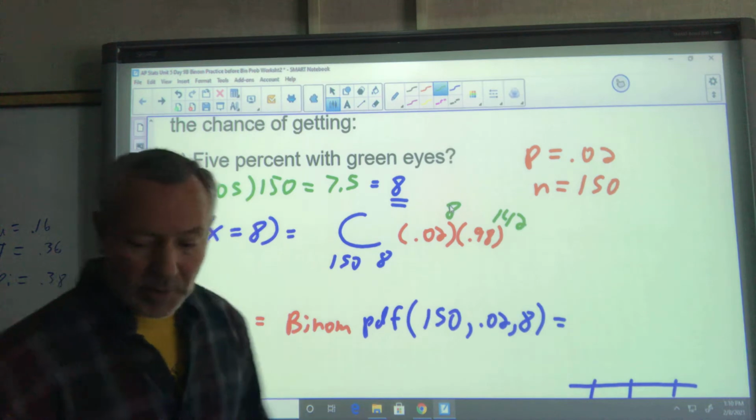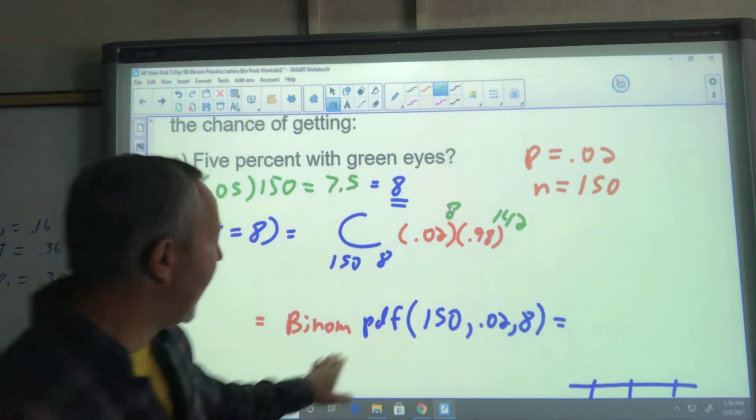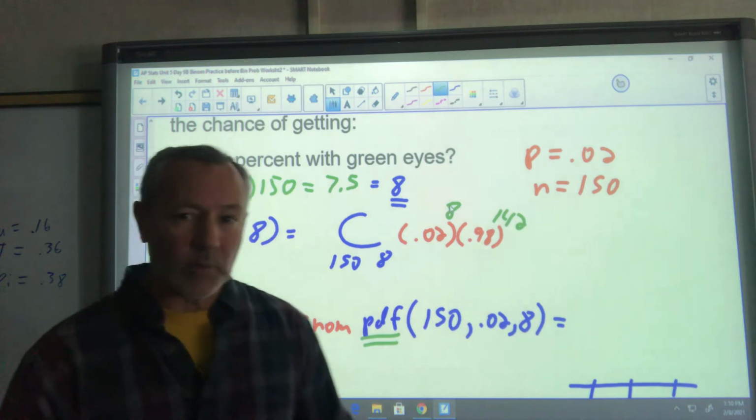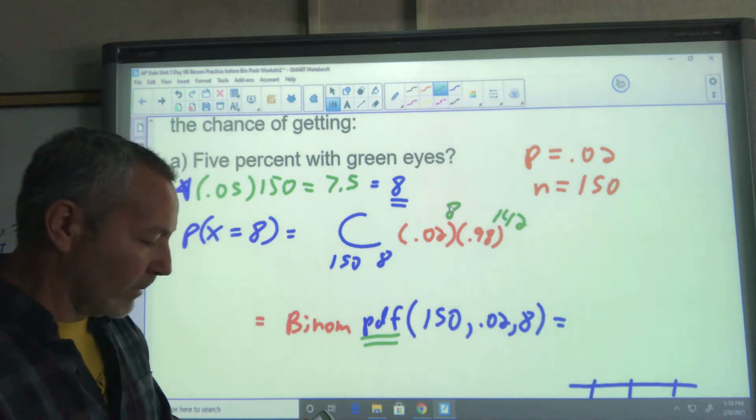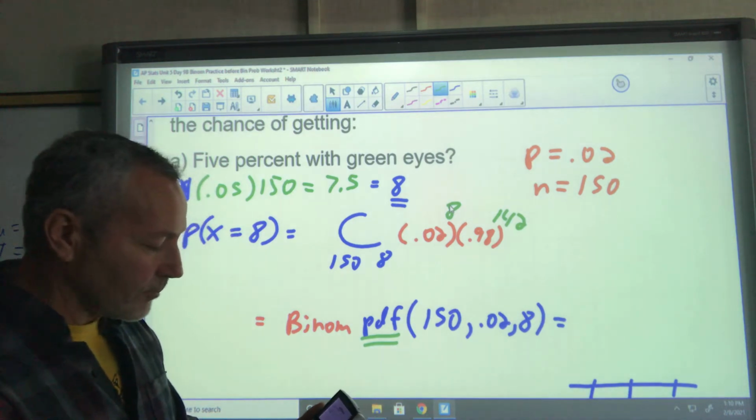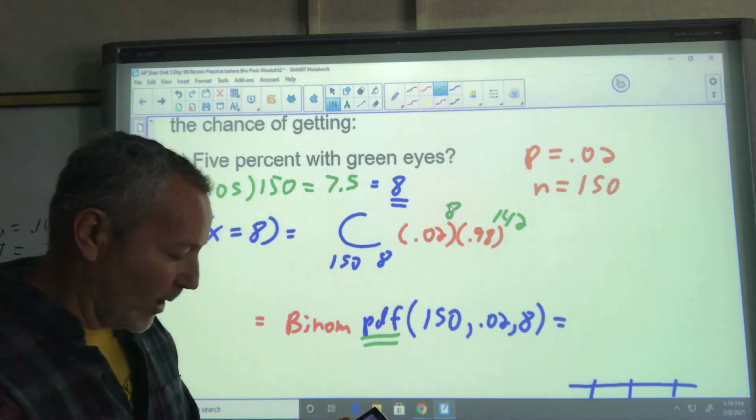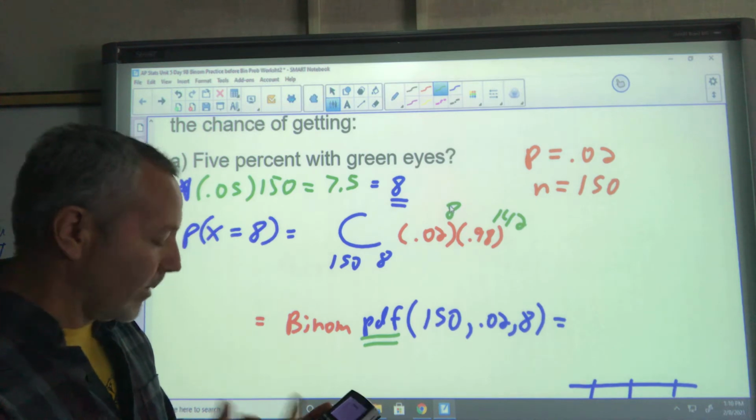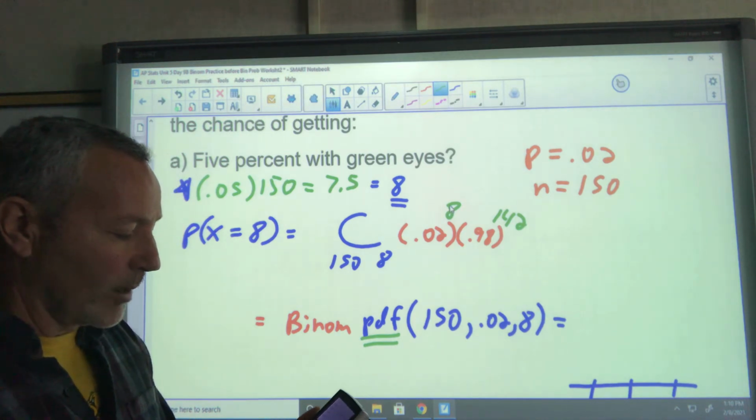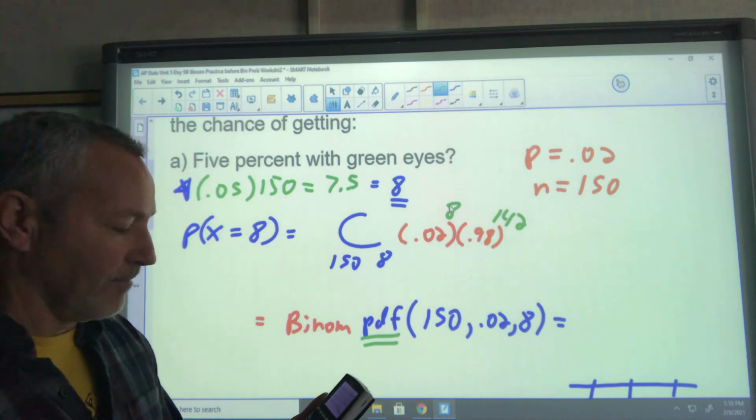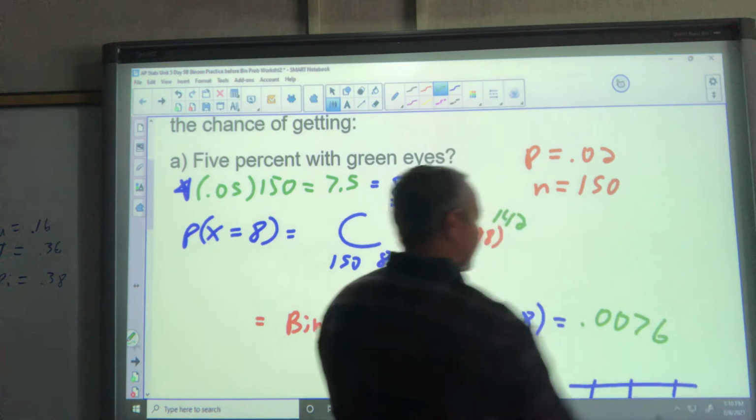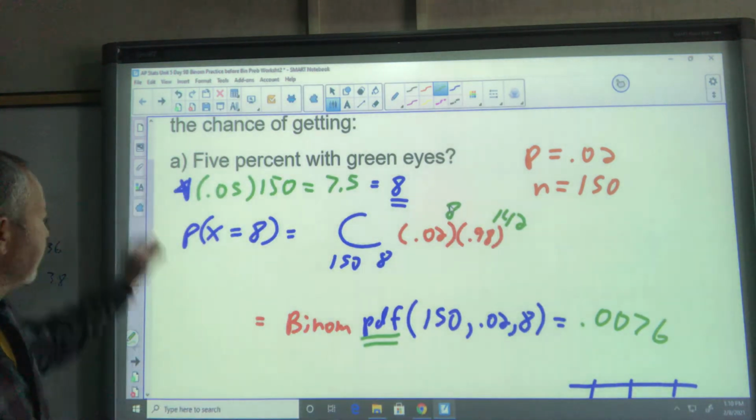We're going to go ahead and do it on our calculator, and it's going to be binomial PDF because I'm looking for an exact value, that it equals 8 people only. So binomial PDF, put in my trials, 150. The probability of success is 0.02. And the X value I'm interested in is 8. Notice I'm on PDF, so it's only going to calculate the probability of getting 8 of them. 0.0076 is my answer for that one.